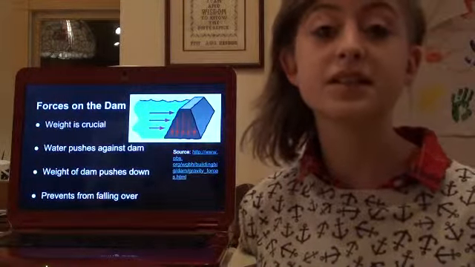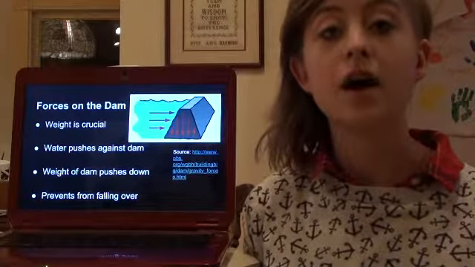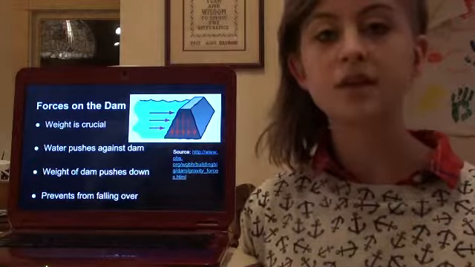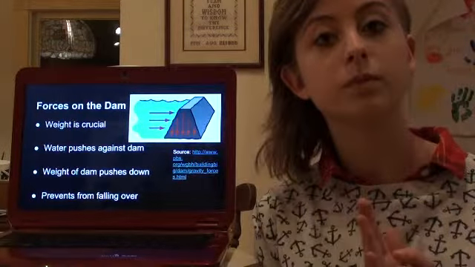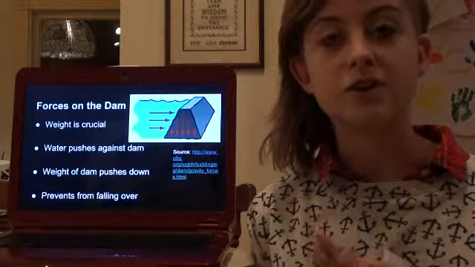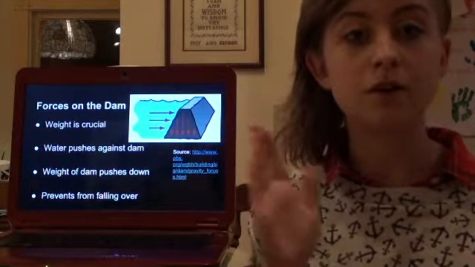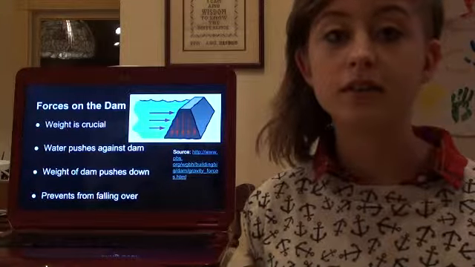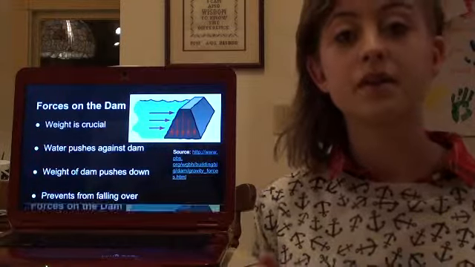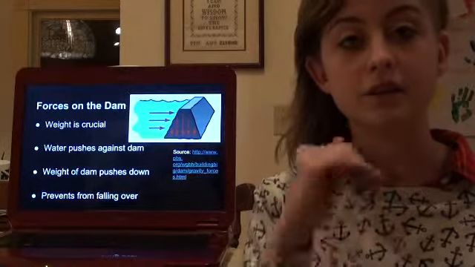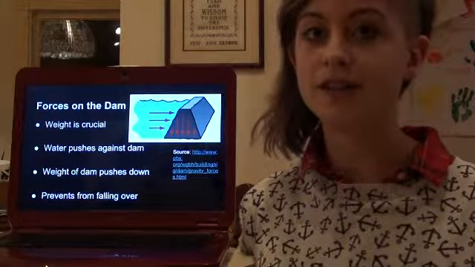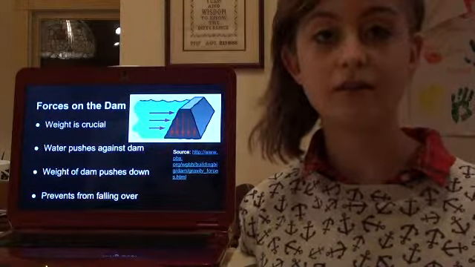So some forces that are on the dam: because it is a gravity type, the weight is very important, because the water is pushing against the dam, which causes a lot of pressure, and it can cause a dam to fall over. But because a gravity dam is very dense and has a lot of weight to it, the amount of weight that is pushing down into the ground prevents the dam from toppling over, and that is how a gravity dam works, and that is the functioning of the Grand Coulee Dam.